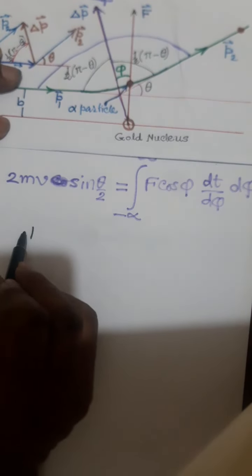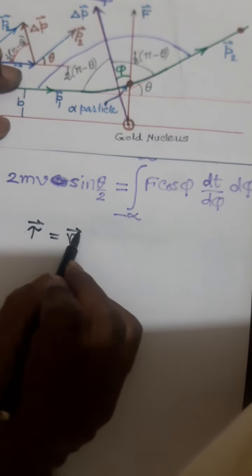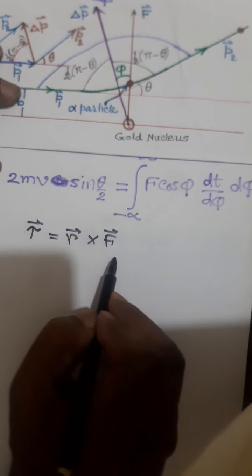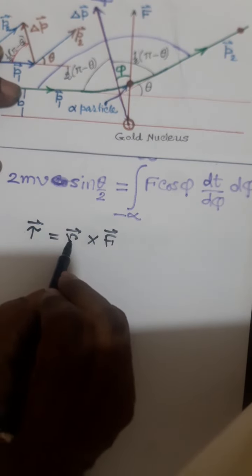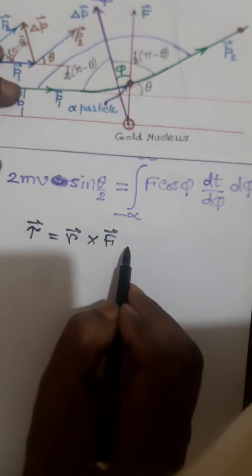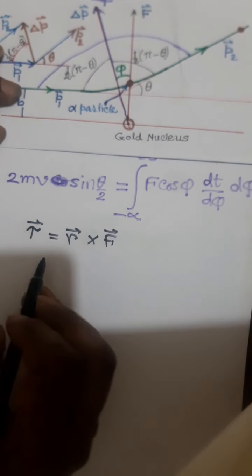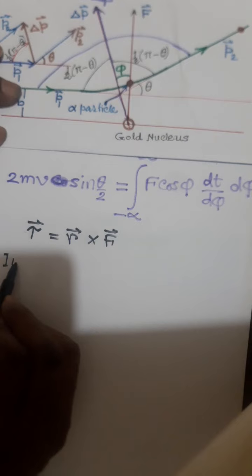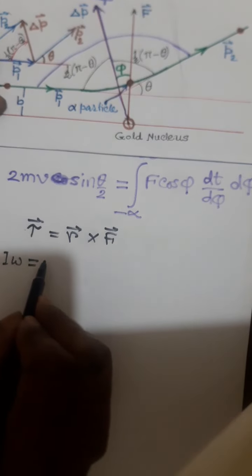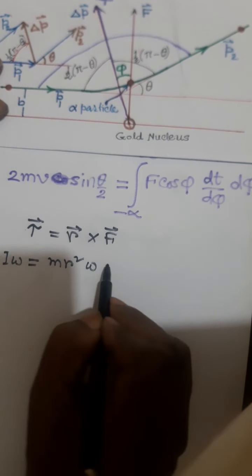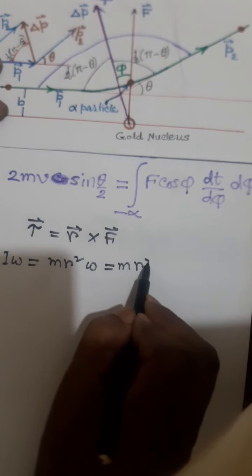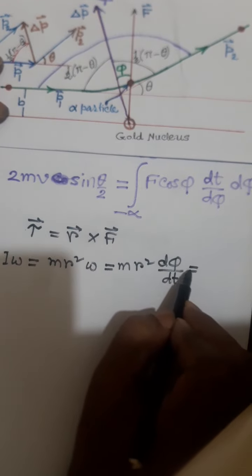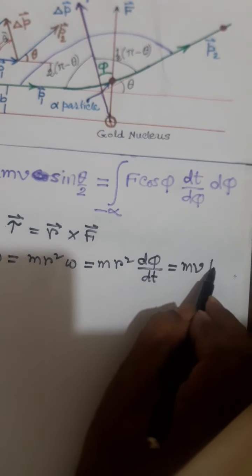The torque on the alpha particle tau equal to r cross f. As the force F acts along the position vector of the alpha particle, that is along r, the torque on the alpha particle is 0. So the angular momentum of the alpha particle is constant. Thus, I omega, this is angular momentum, equal to m r square omega, where omega equals d phi by dt, equal to momentum mv into b.